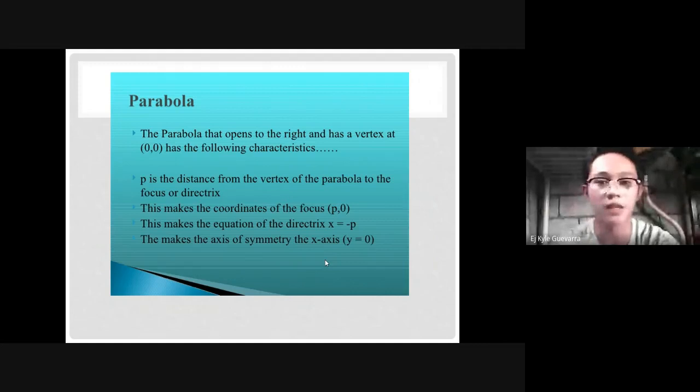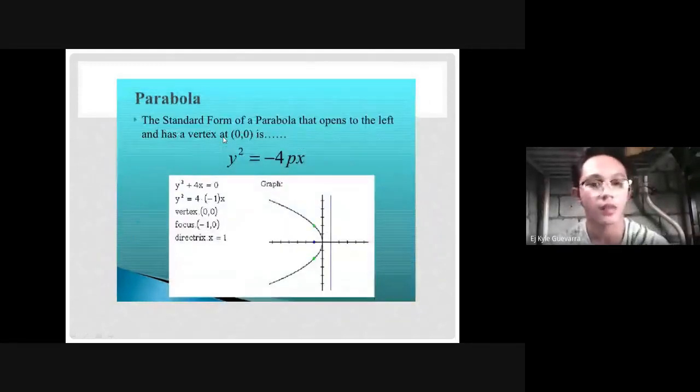Later, we will give an example of how to graph this. So, remember these characteristics when our parabola opens to the right. Next, the standard form of a parabola that opens to the left, with its vertex still at the origin, is y squared equals negative 4px. You saw earlier that when the graph opens to the right, it is positive 4px. When it opens to the left, the standard form is negative 4px. There is an example here.